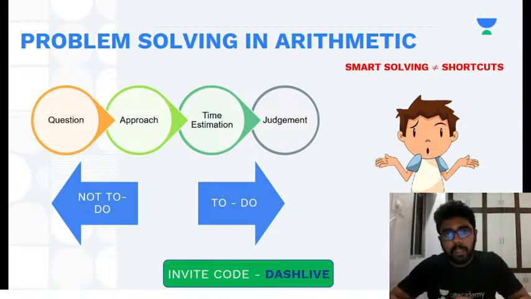Out of the 26 questions in the exam, not all 26 can be solved in that way, but definitely 30 to 50 questions can be solved in that way. And if you can do that, you're getting an idea. Okay.